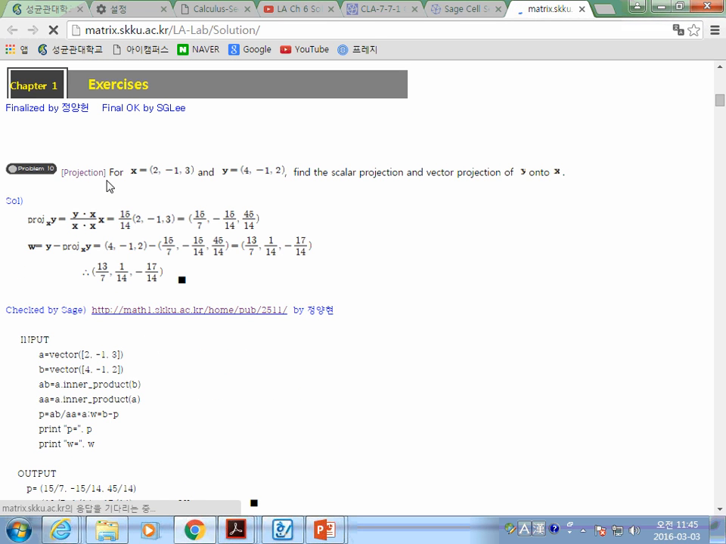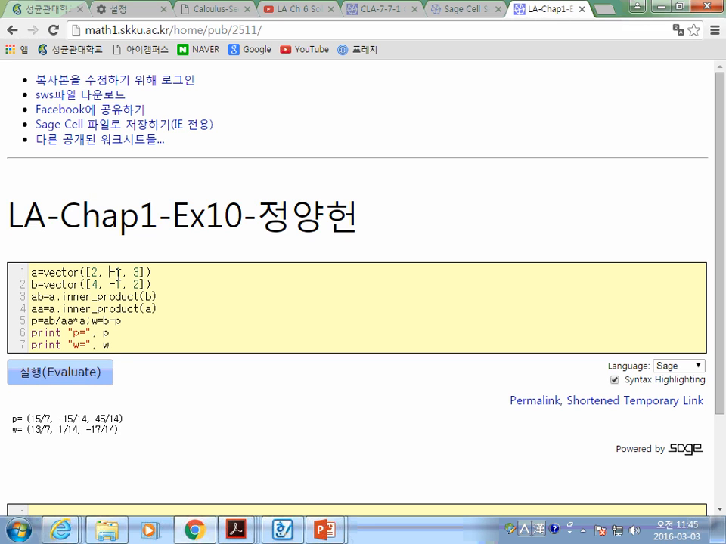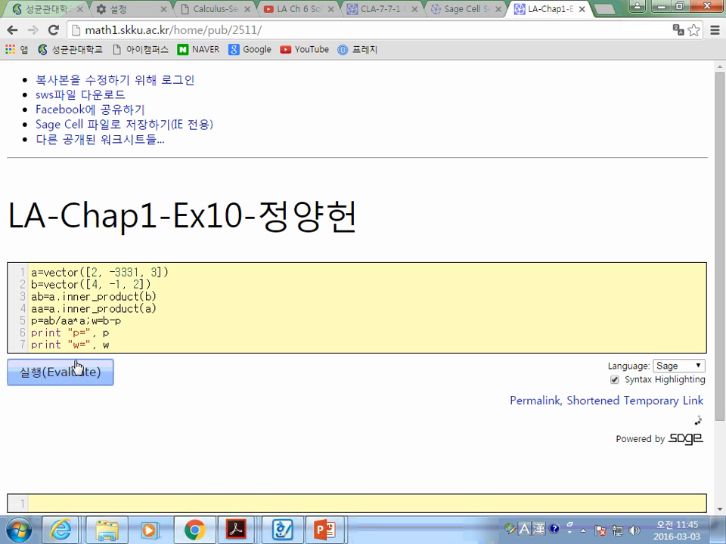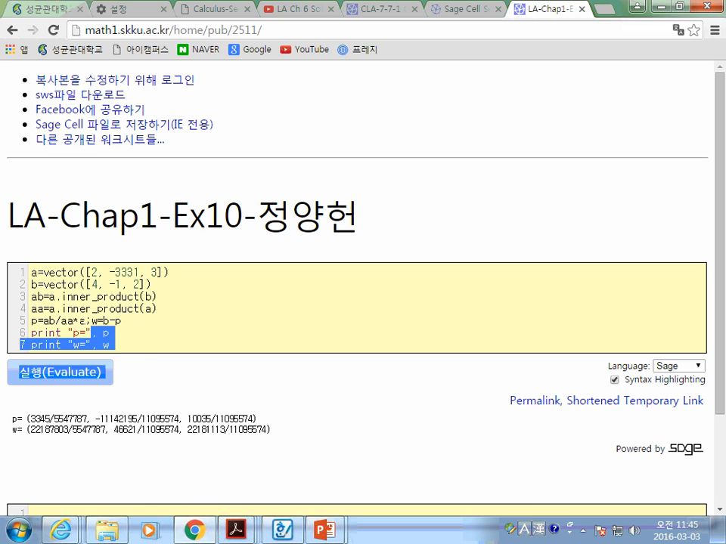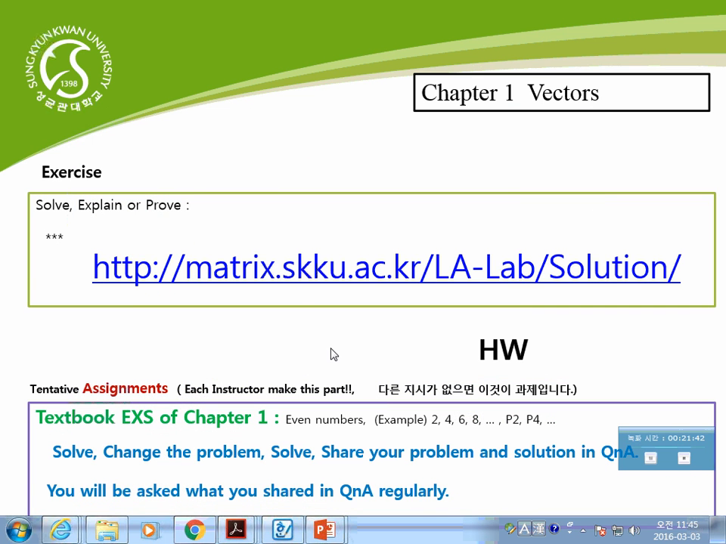For example, this is problem 10 in chapter 1. Then you will see the scalar projection and the vector projection of y onto x can be found in this way from the definition, and this can be practiced in here like this. And if you make your own problems, then you will have different answers like this. Then you can use this to make your solution for your problems. So just go through it as I mentioned, and try to practice.